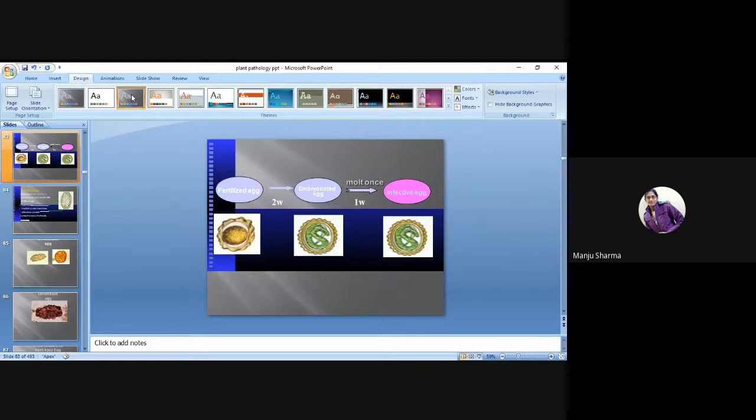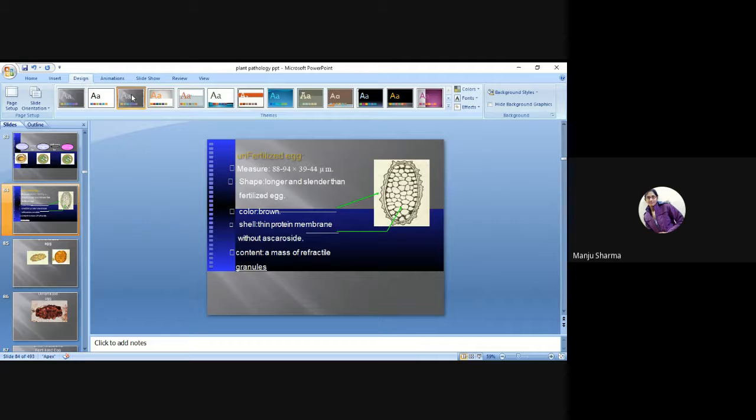So here, the fertilized egg, after 2 weeks, will be converted into an embryonated egg, and then after 1 week the embryonated egg will become an infective egg. And it will look like that, the unfertilized egg.